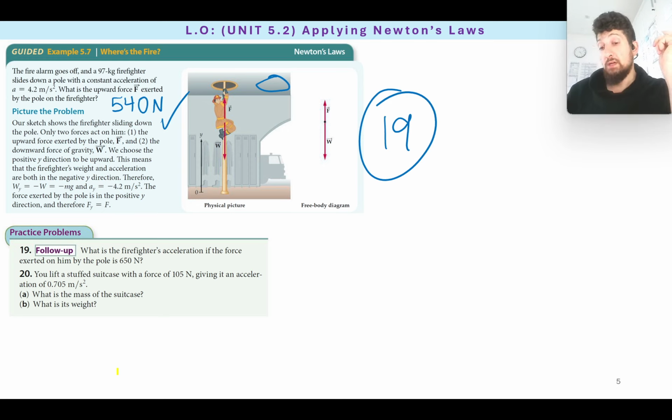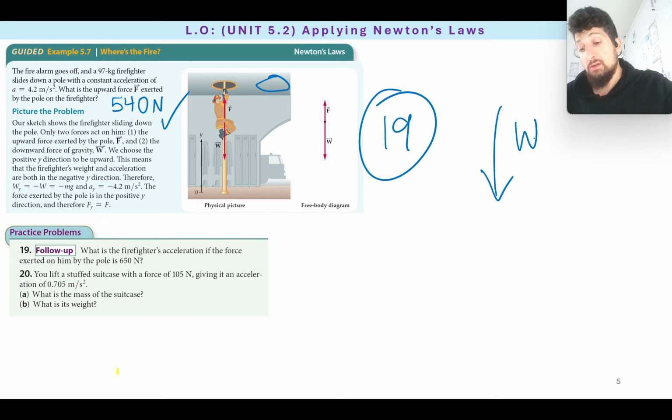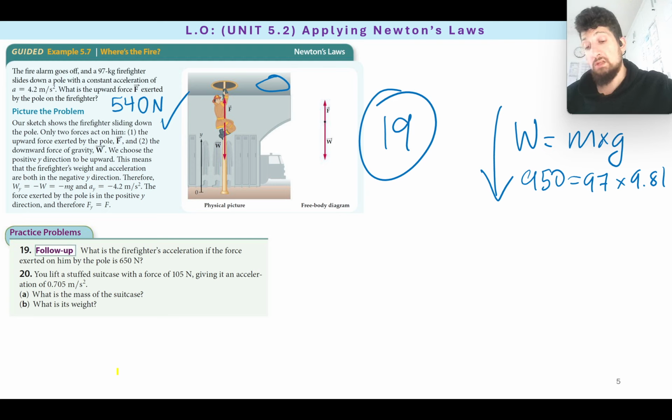Okay, number 19, and that's a follow-up. What is the firefighter's acceleration if the force exerted on him by the pole is 650? So this time, they didn't give us the acceleration, they gave us the force, which is, in my opinion, easier to work with. We know that the weight force, mass times g, is going to be 950. How do I know that? Well, because we worked it out before. 97 kilograms multiplied by 9.81. So the total weight force downwards is 950.